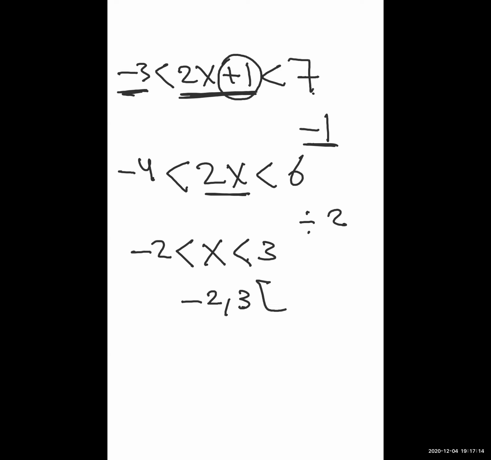It's open from the two sides. So this one is the solution set, and represented 3, -2, open, shade the distance in between like this. Is it clear, guys? Any questions? No, thanks. Okay, great.